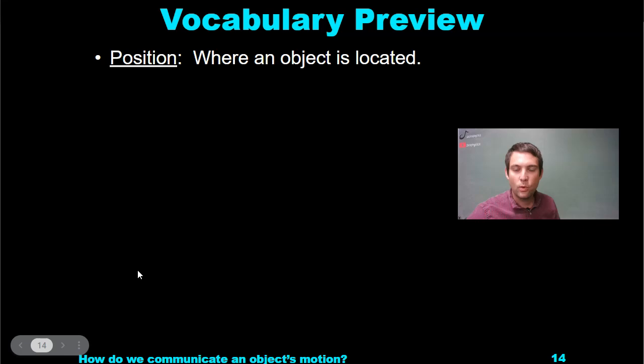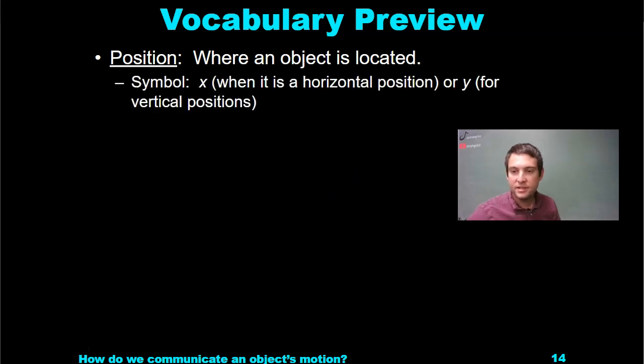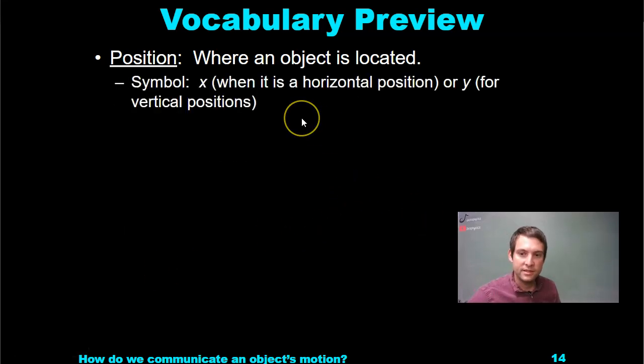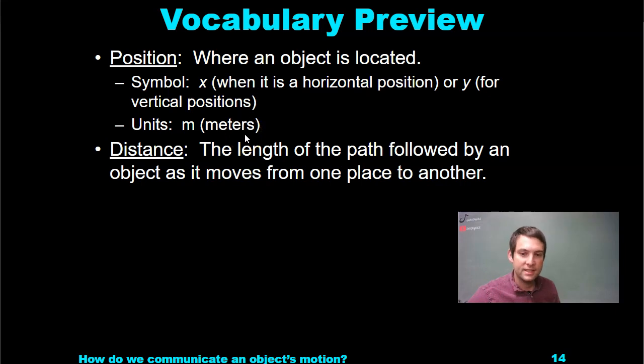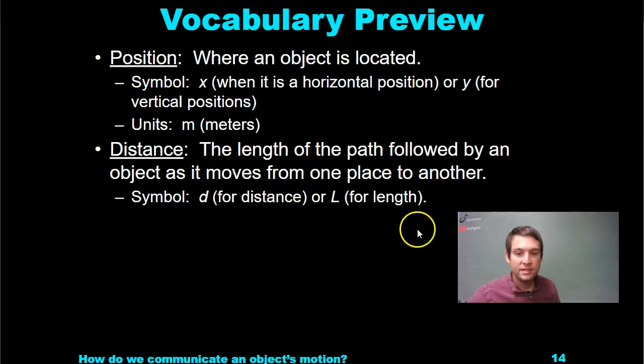The position is where an object is located. Symbol x when it is horizontal or y when it is vertical. The units will always be meters. Distance is the length of the path followed by an object as it moves from one place to another. Symbol d for distance or L for length. The unit again is meters.